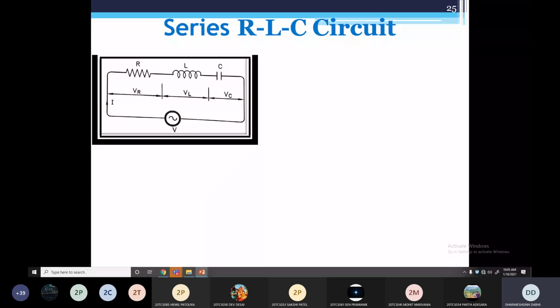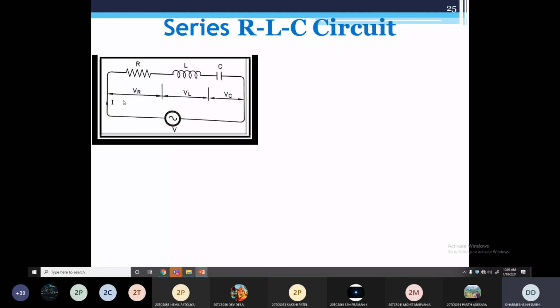Next theory, series RLC circuit. First we started the series RL circuit, then the series RC circuit. Now we move to the series RLC circuit, which means all these three components are connected in series and we provide the AC supply voltage. In this case, what is the vector diagram? What is the equation of voltage, current, power factor? Clear? So let's understand this circuit which contains the R, L and C components in series connection.